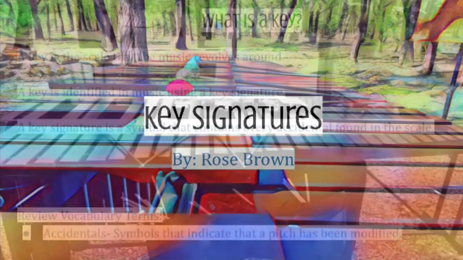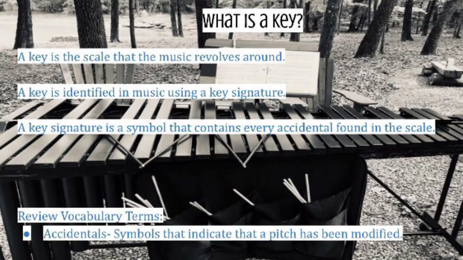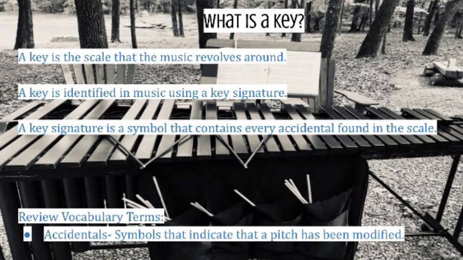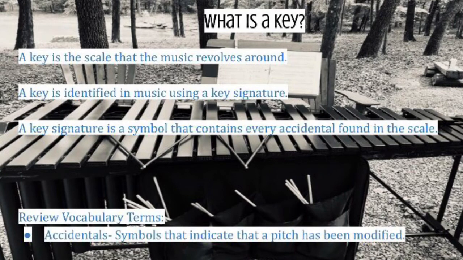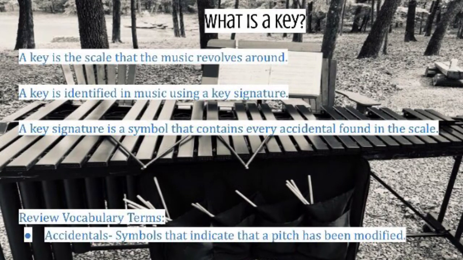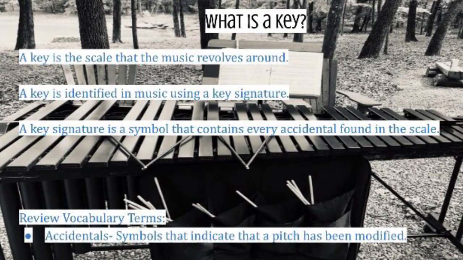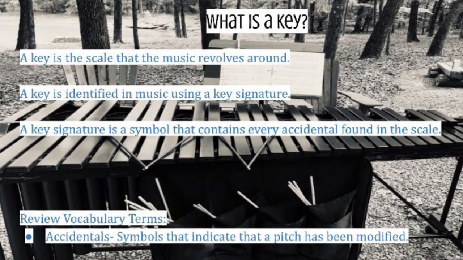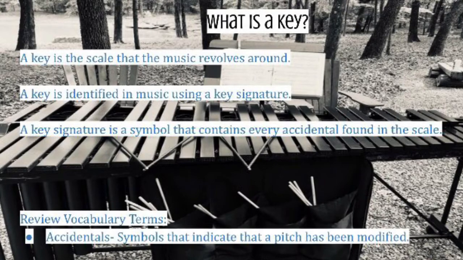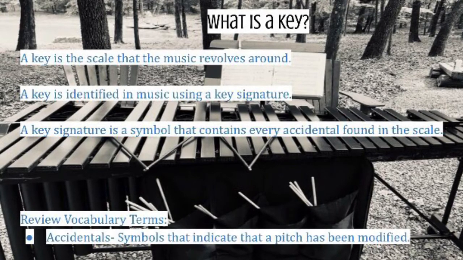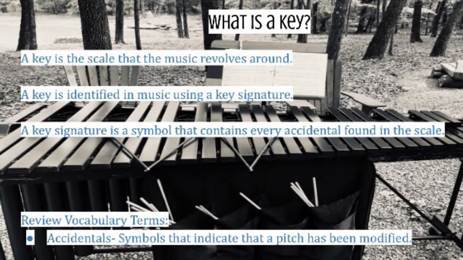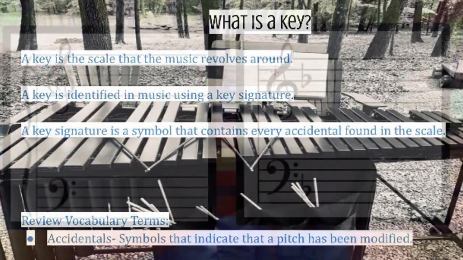So, let's get started. What is a key? A key is the scale that the music revolves around. This key can be identified using what we call a key signature, which is a symbol that contains every accidental found in the scale. Our review vocabulary term is accidentals, which are symbols that indicate that a pitch has been modified.